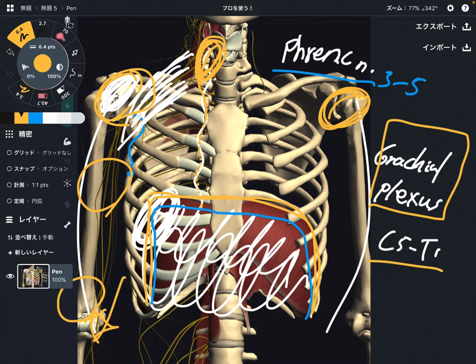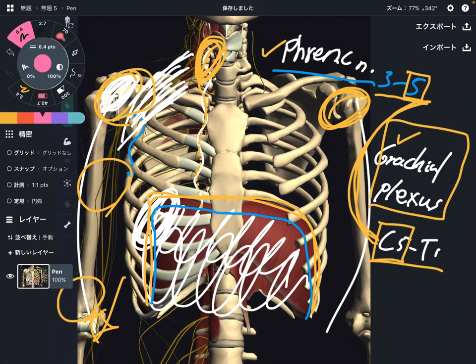Look at the phrenic nerve. There is a common place between the phrenic nerve and brachial plexus. That's C5, okay? C5 is the common place between the phrenic nerve and brachial plexus. So when the phrenic nerve is aggravated, the brachial plexus can be aggravated via C5, okay?